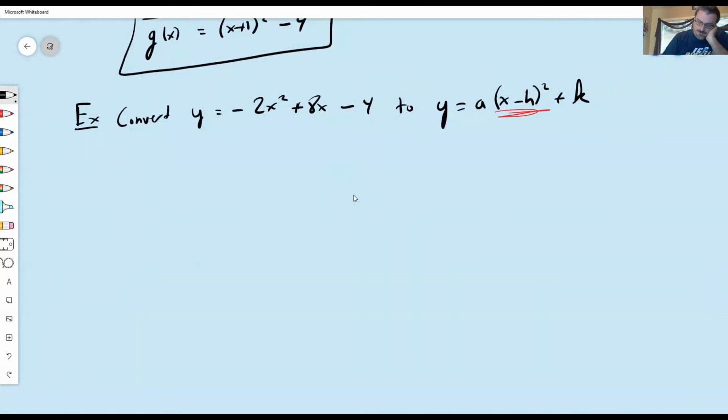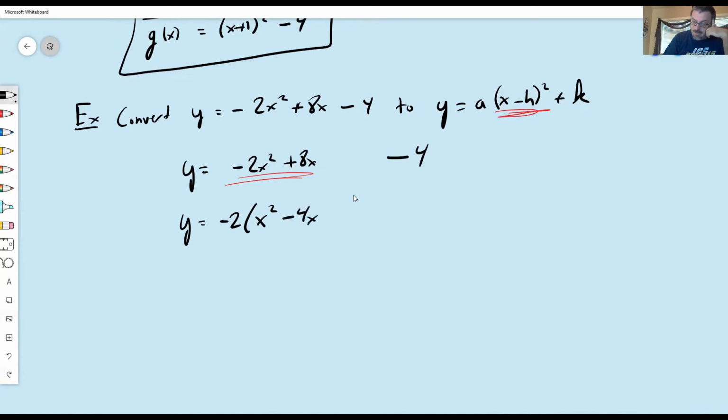But first thing, let's shove some stuff out of the way. So we have minus 2x squared plus 8x minus 4. Now, the only thing I'm using in completing the square are these two terms. So I have to get rid of the 2 on the x squared. So what we're going to do is factor. I'm going to factor minus 2 from both those two terms. So I'm going to have y equals minus 2, with my x squared and x term inside. Leave a big spot inside because I have to add stuff in there still.